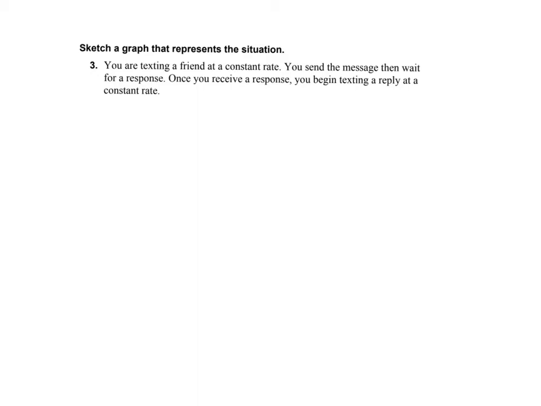Number 3 is we're going to sketch a graph, and for this graph, I'm going to put time on the bottom, and this is texting. And so it says you're texting a friend at a constant rate. You send a message, then wait for a response. Once you receive a response, you begin texting a reply at a constant rate.